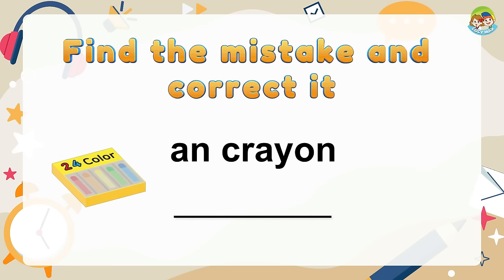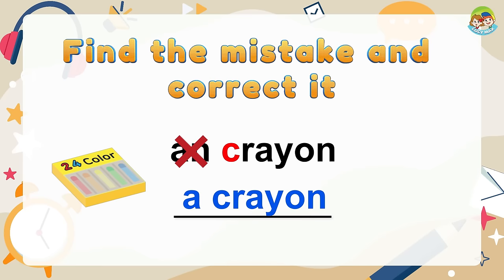An crayon. Crayon begins with C, a consonant. And we use a with consonants. So you write a crayon on the line.